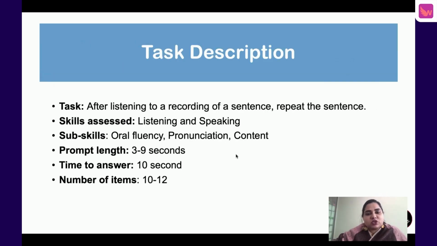So the task description says, after listening to the recording of a sentence, you have to repeat the sentence within 3 seconds of the time. So the skills assessed will be listening and speaking. Of course, you're listening to a sentence, so you get bands on listening, and you're repeating the sentence, so of course you'll get bands on your speaking. So the sub skills that are being marked are your oral fluency, pronunciation, and content. The question can be 3 to 9 seconds long. You have 10 seconds to answer. Of course, the number of items will be 10 to 12 for this particular question.